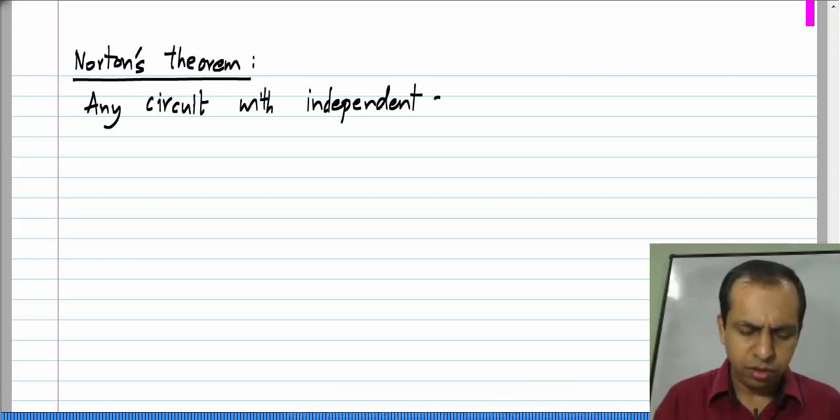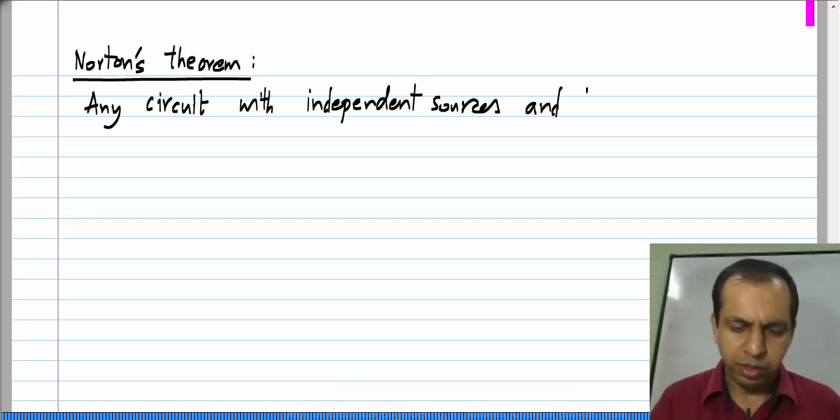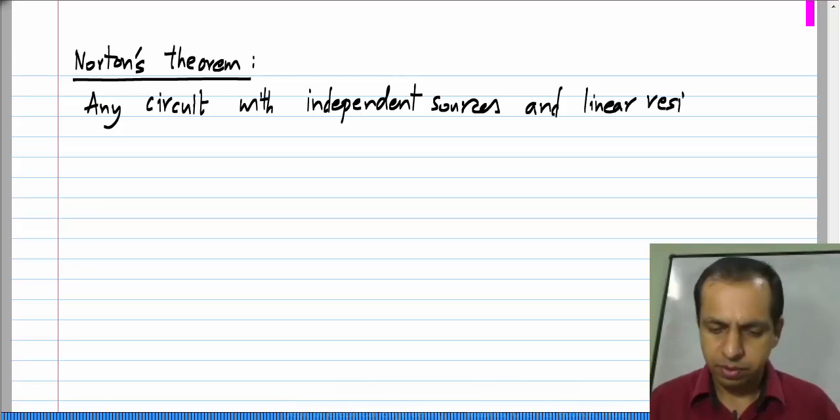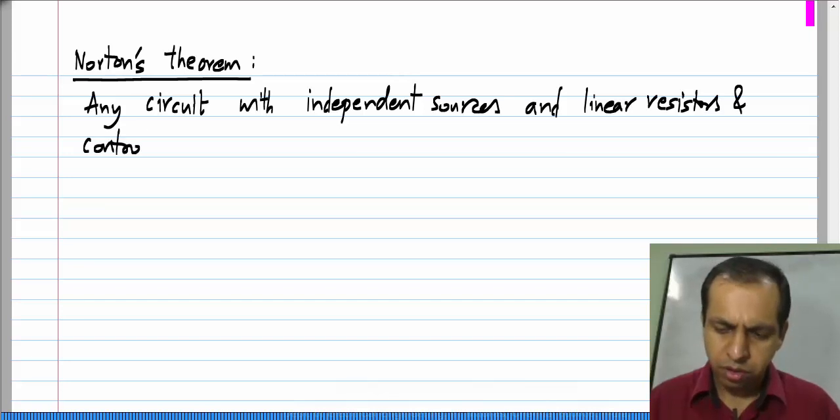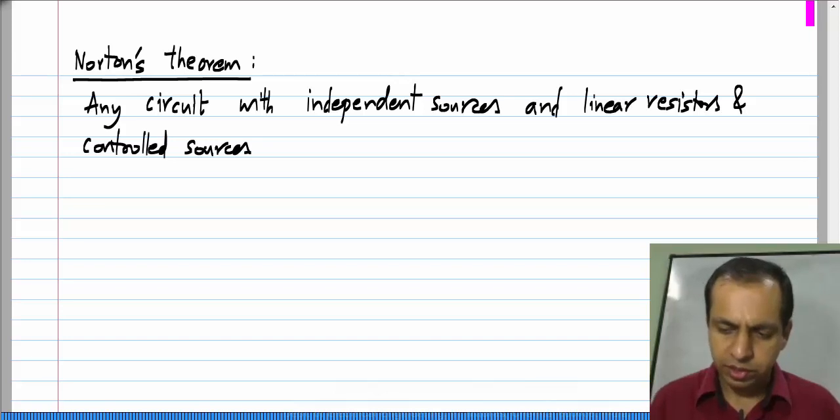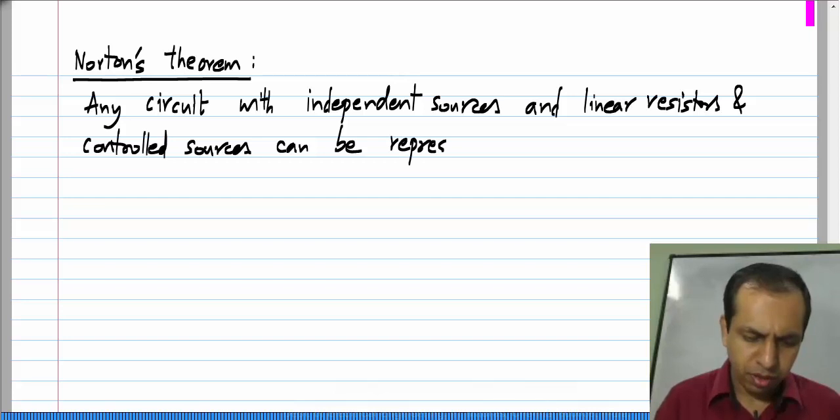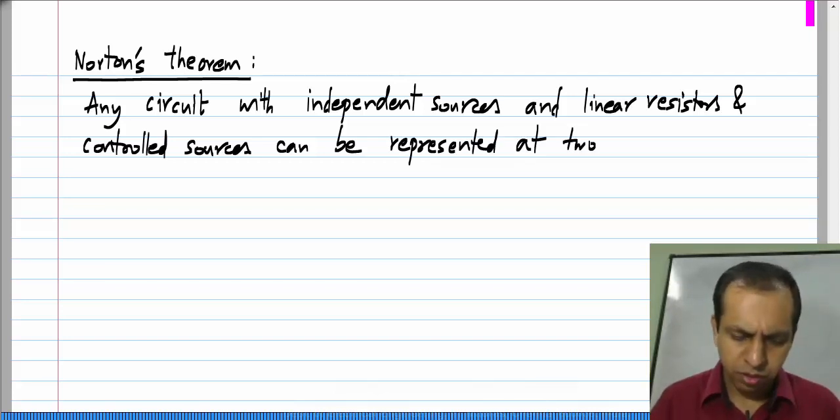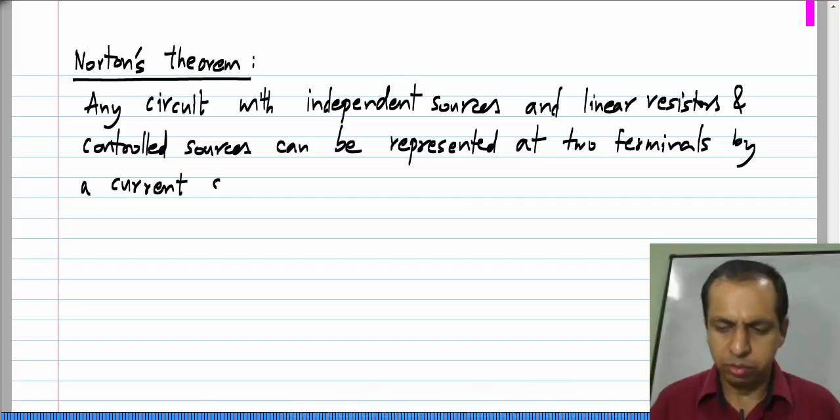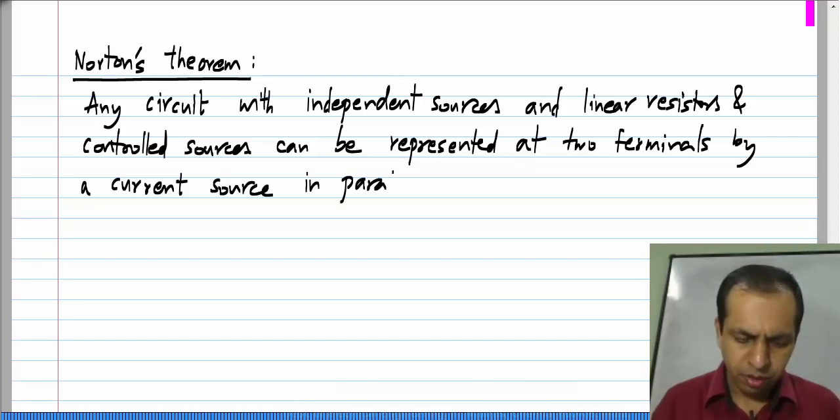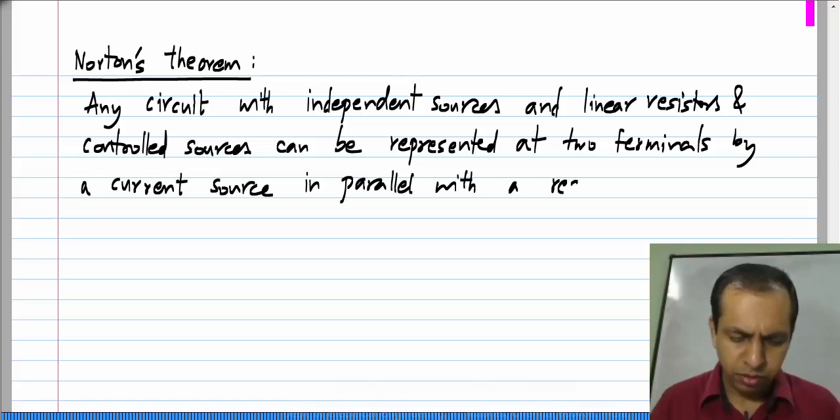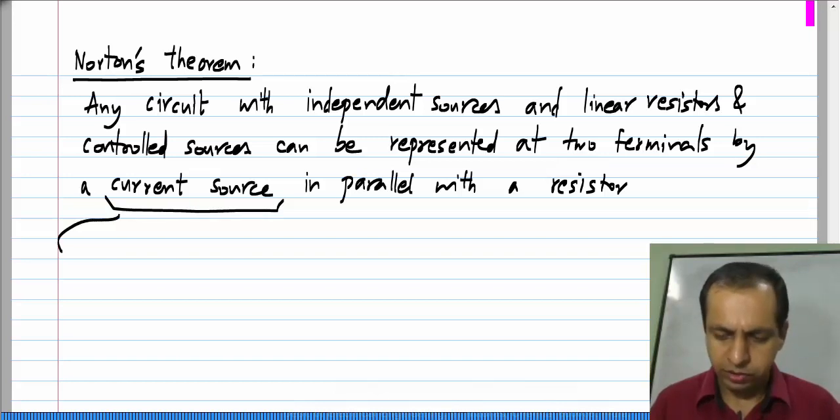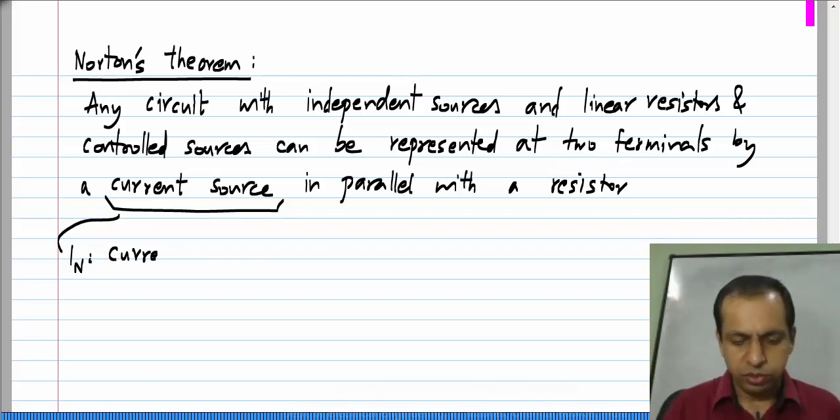Any circuit with independent sources and linear components, that is linear resistors and controlled sources, can be represented at two terminals by a current source in parallel with a resistor. Okay. And what is this current source?